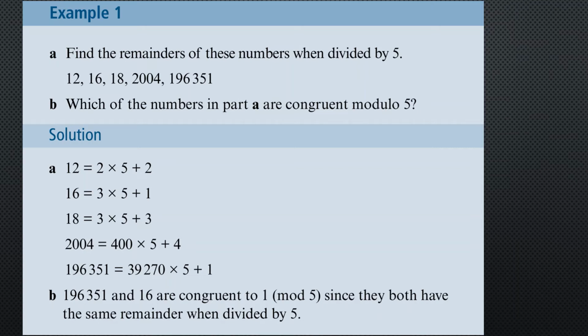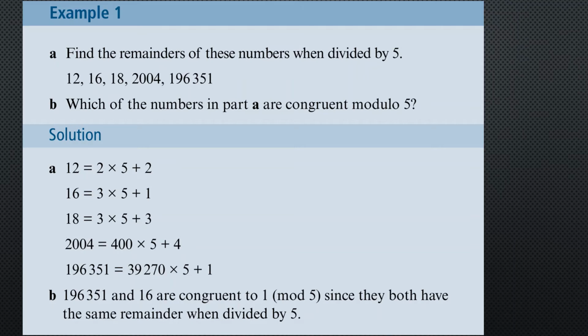2004 is 400 times 5 plus a remainder of 4. So 2004 is congruent to 4 mod 5. 196,351 is 39,270 lots of 5 plus 1. And so 196,351 is congruent to 1 mod 5.